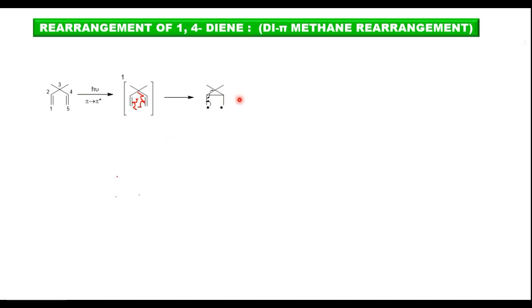Now what is happening, friends? It is undergoing bond breakage between the C2 and C3 bonds. Where is the C2 carbon? This is the C2 carbon, and here I have written 3, so this is C3. This bond is undergoing homolytic cleavage. When it undergoes homolytic cleavage, you see what is going to form.